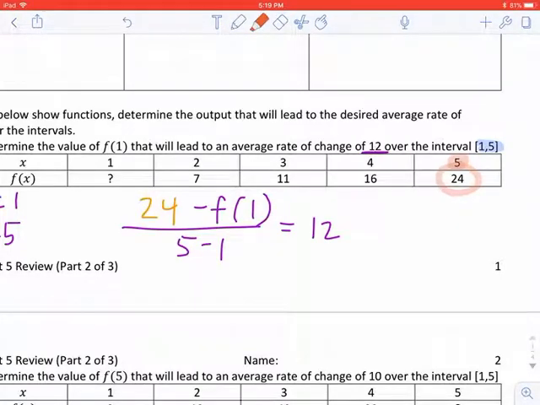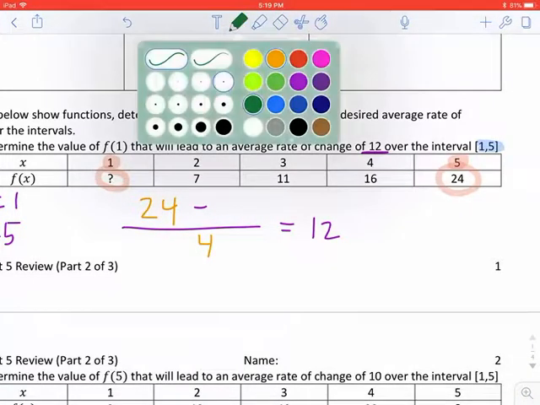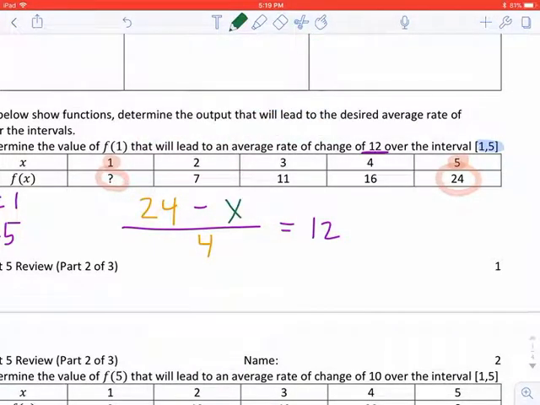Now I don't know f of 1, right? Because if I plugged in 1, it kind of gives me this question mark. I'm going to leave it as f of 1. And 5 minus 1, I know is 4. Okay, so at this point, it's as if this f of 1 was like an x or a y that I was trying to solve for. I'll leave it as f of 1, and then we'll just go ahead and solve for it.